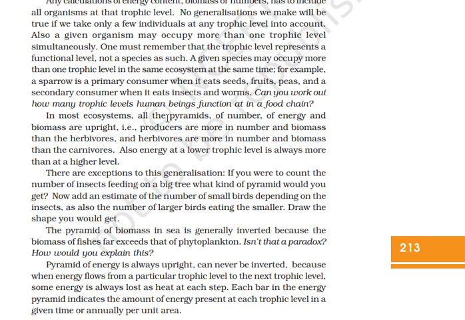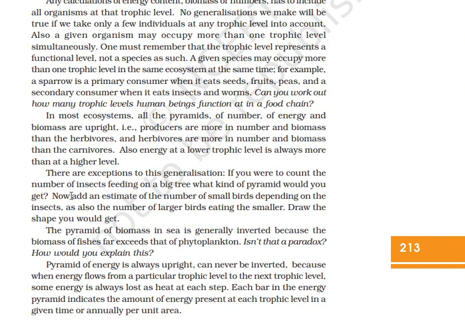In most ecosystems, all the pyramids of number, energy and biomass are upright. That is, producers are more in number and biomass than herbivores, and herbivores are more in number and biomass than carnivores. Also, the energy at a lower trophic level is always more than at a higher level. There are exceptions to this generalization.